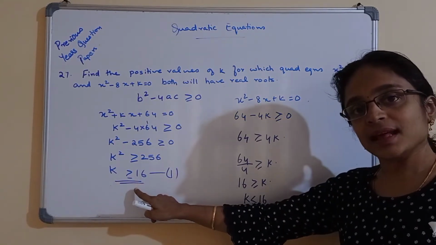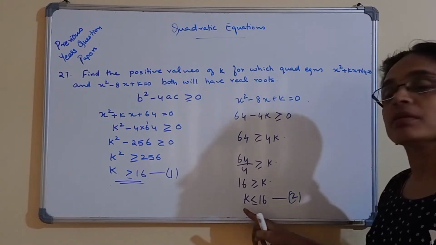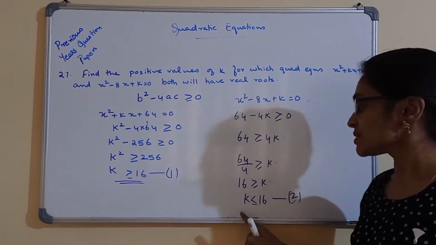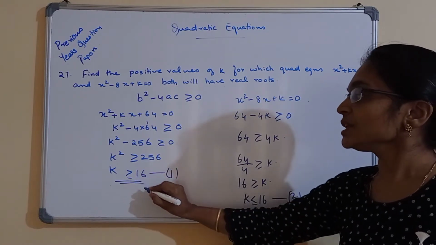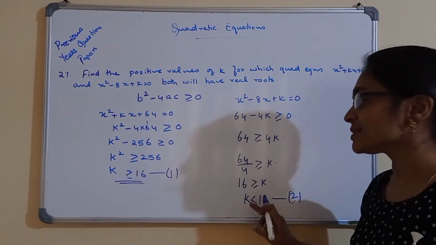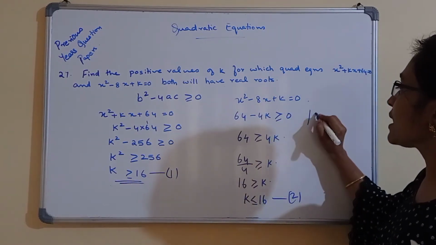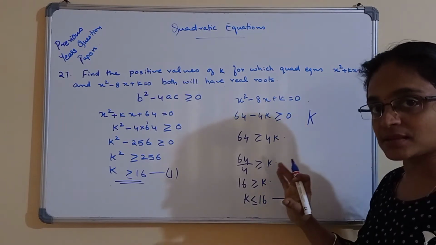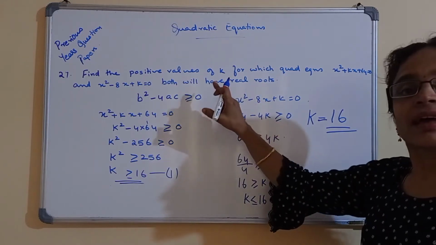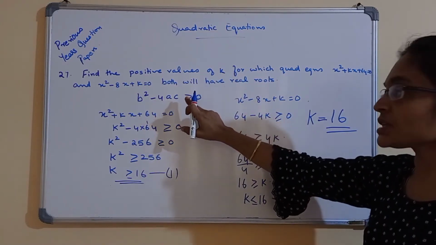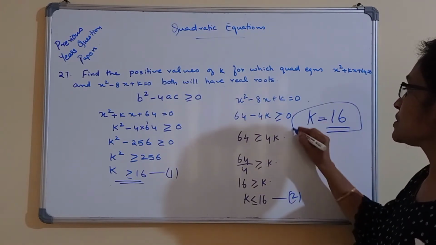Here k is greater than or equal to 16, and here we got k less than or equal to 16, this is equation 2. Okay, from here k is greater than or equal to 16, and here k is less than or equal to 16. So what does that mean? Here it is greater, here it is less, but there is one equal to in both the equations. So we can say that for both the equations to be satisfied, we will have to take k equal to 16. So the positive value of k for which these two equations will have real roots is k equal to 16. So this is the answer.